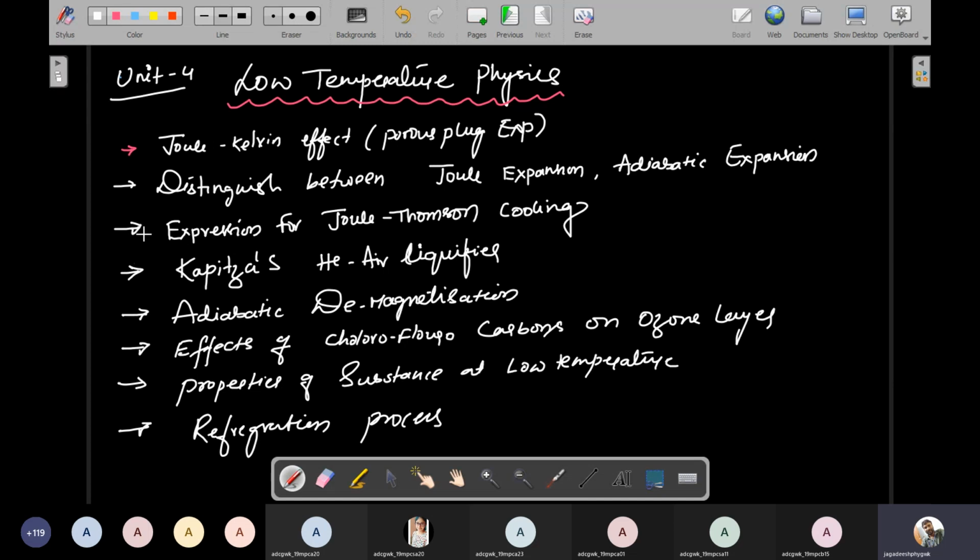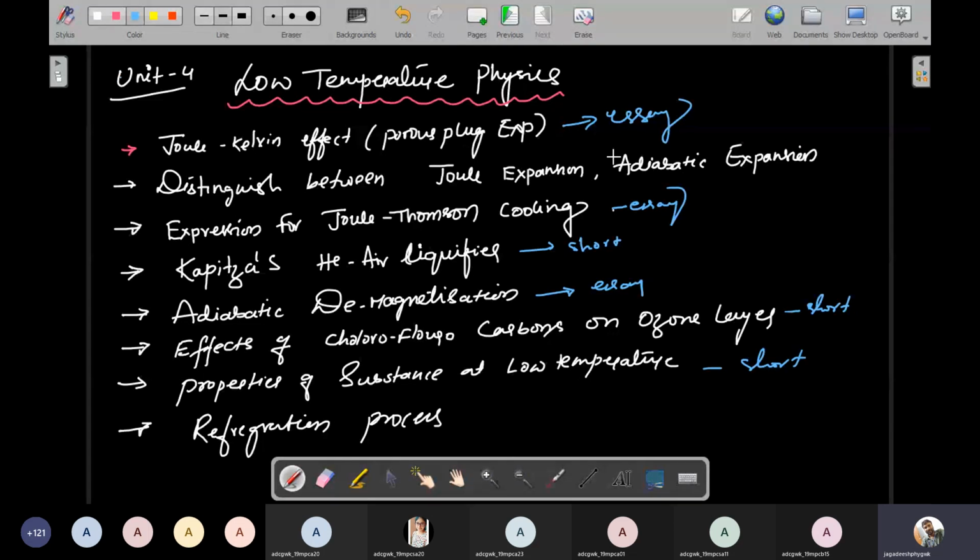This is very important for an essay question. Kapitza's helium liquefier is also very important, and it comes as a short question every time. Demagnetization is the most important, a guaranteed essay question in this lesson. This is also an essay question, and sometimes asked as a short answer. This one comes only as a short. These are very important. This is also an essay question only.